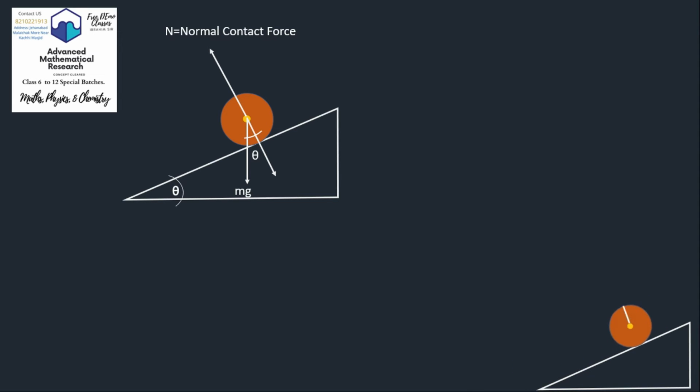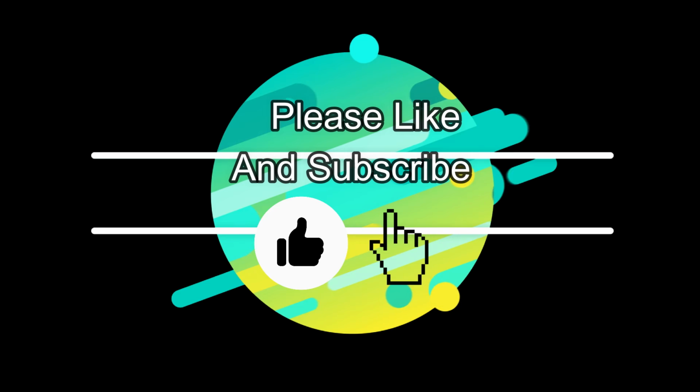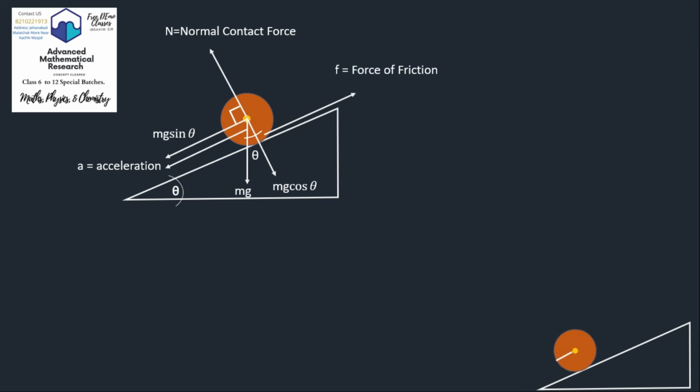Let's assume that this is the angle theta. Now this will be mg times cos theta, by resolution of vectors, and this will be mg times sin theta. You must have read about resolution of vectors, and if not, I will cover that in my class. So decomposing mg into two forces, one is mg cos theta and the other is mg sin theta, and let's assume that a is the acceleration and this is the force of friction.